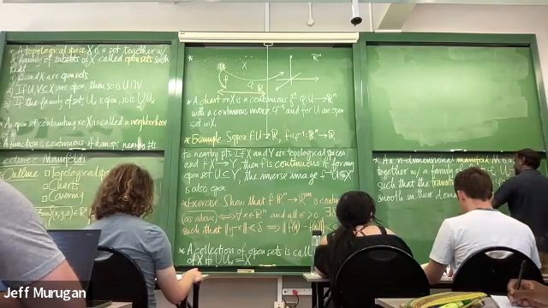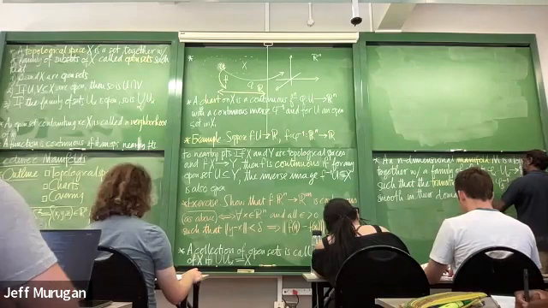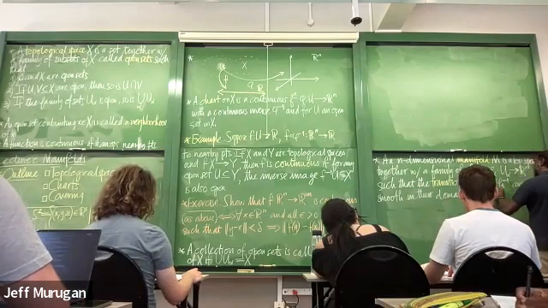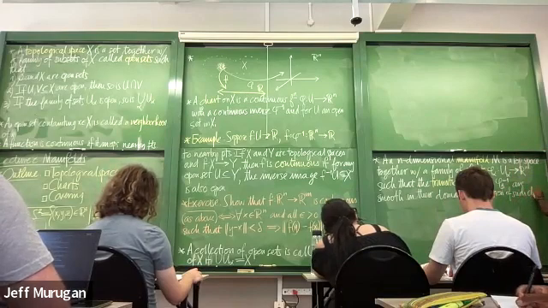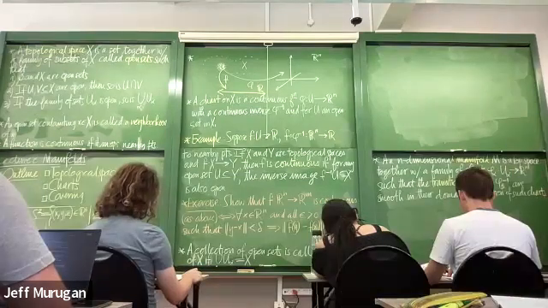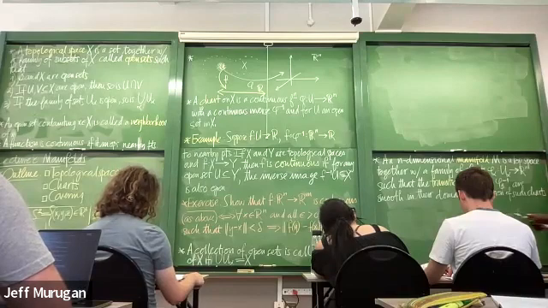One more definition that I can give you is that a collection of such plots phi alpha is called an atlas.